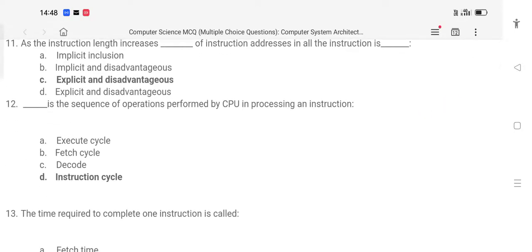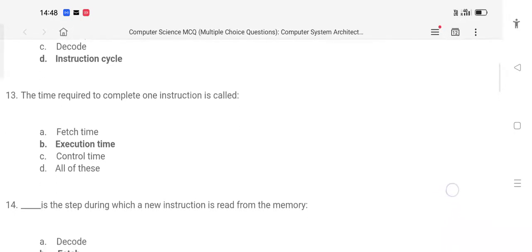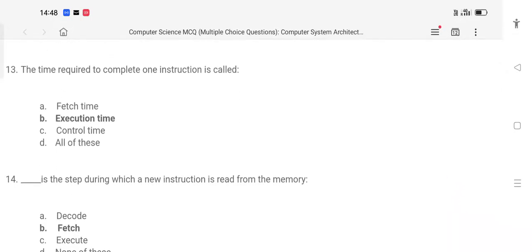Dash is the sequence of operations performed by the CPU in processing an instruction. Instruction cycle. Very important question. Instruction cycle is the sequence of operations performed by the CPU in processing an instruction. Answer: D. Instruction cycle. The time required to complete one instruction is called. டைம் கம்ப்ளீட் ஆயிடுச்சுன்னா அது என்னன்னு சொல்லுவாங்கன்னா எக்ஸிக்யூஷன் டைம் அப்படின்னு சொல்லுவாங்க. ஆன்சர் பி.